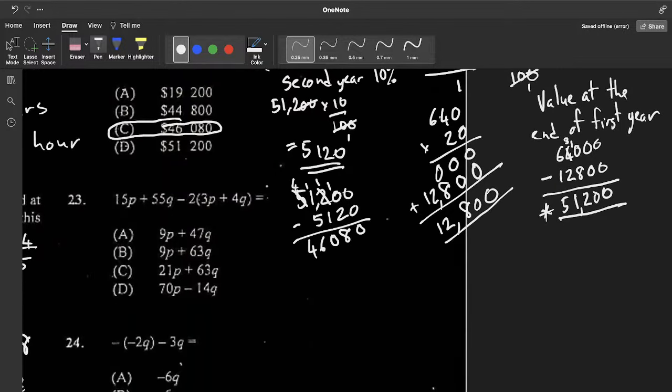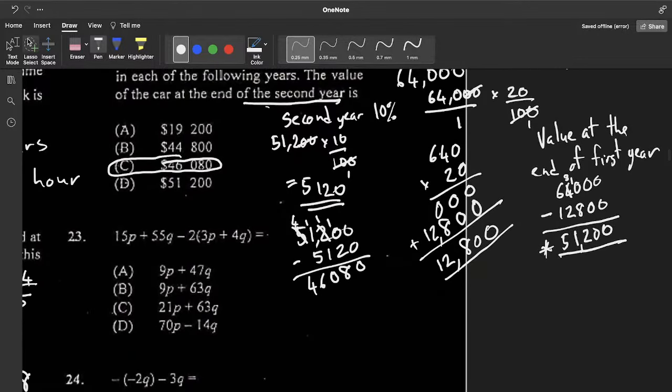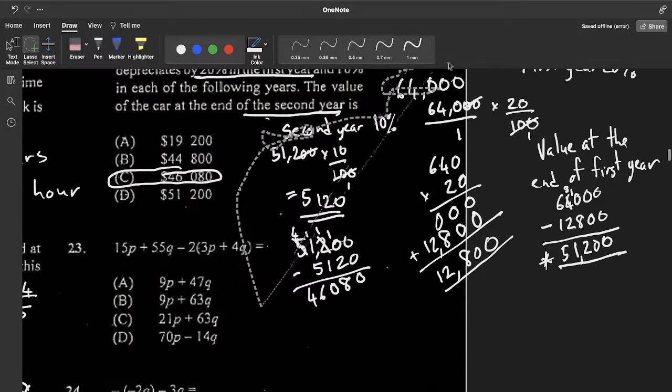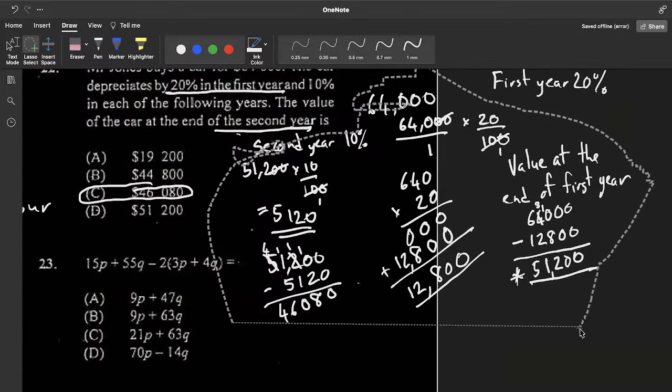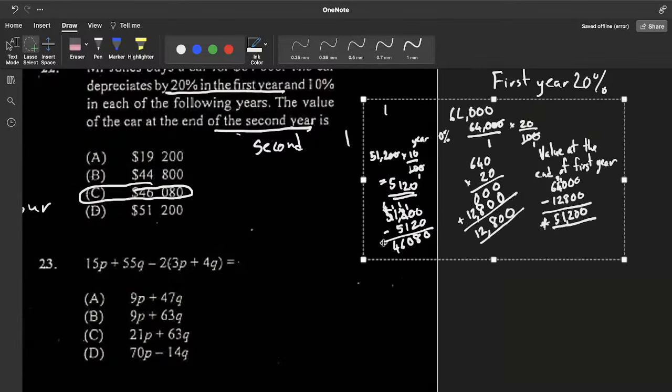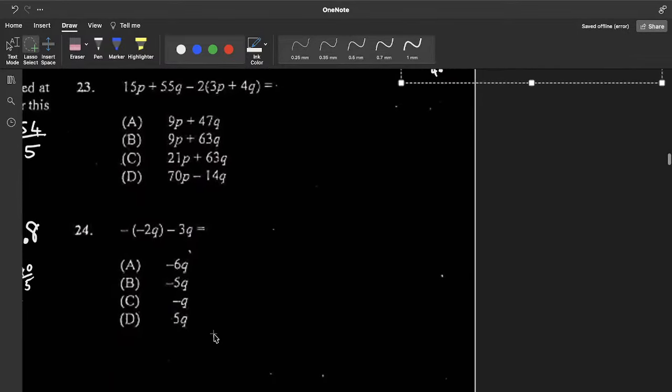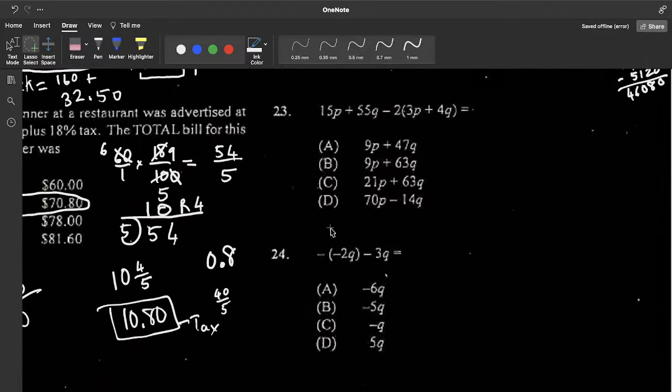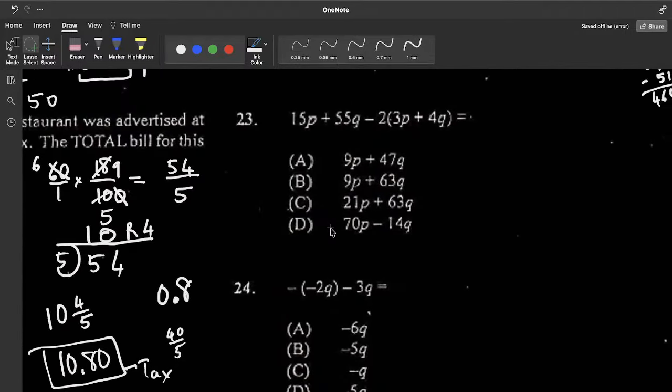Alright, so we survived the consumer arithmetic section. So we just need to work out what we're going to be doing now for the algebra section.